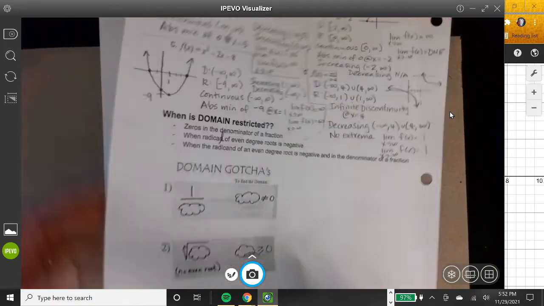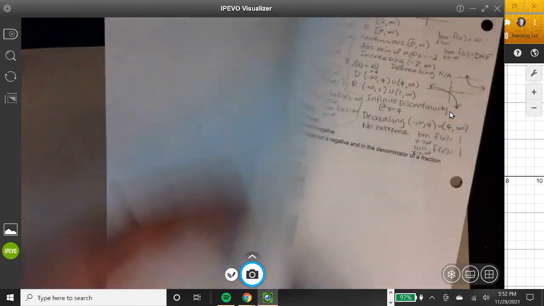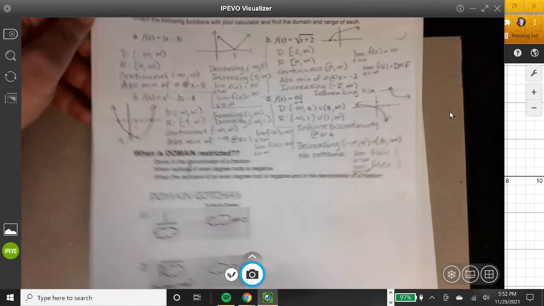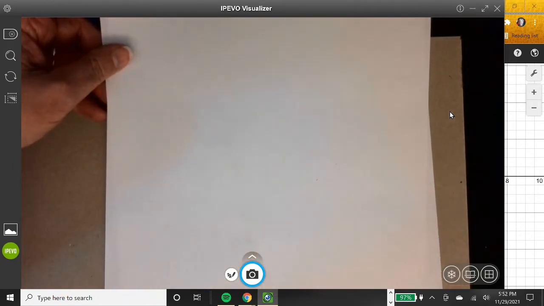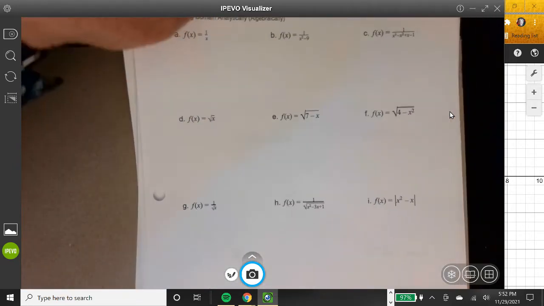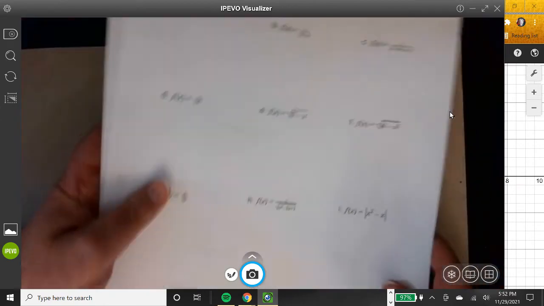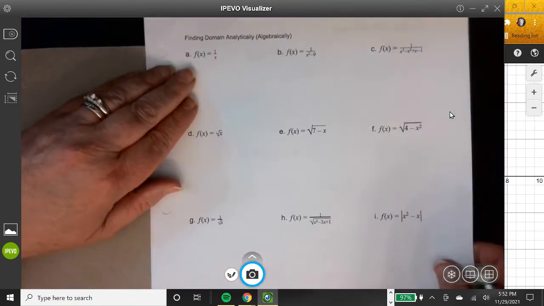So let's do some practice. Okay, so here we go. We're going to find domain algebraically, which means we're going to figure out how to find the domain. All right, well, so I have 1 over x.